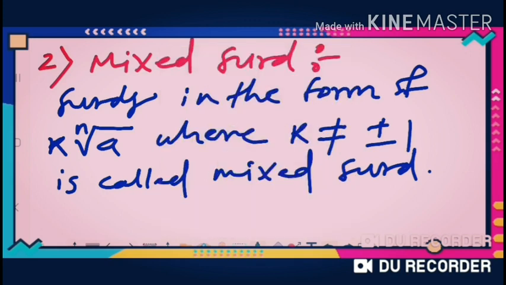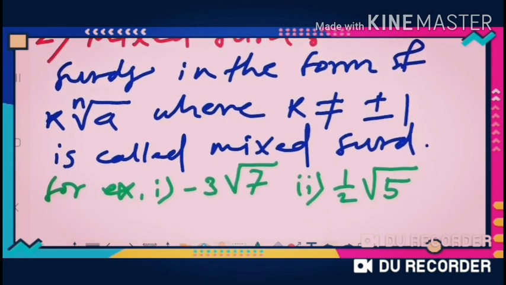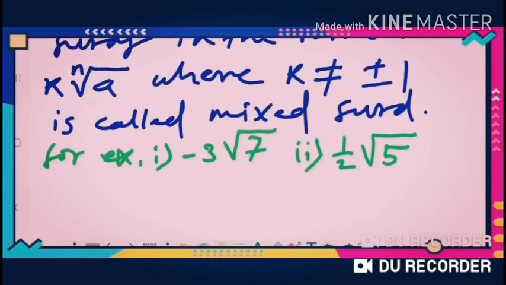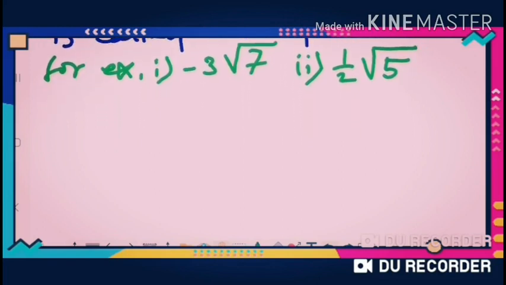Examples of mixed surd: first example, coefficient minus 3 order 2 in radical sign 7. Second example, coefficient 1 upon 2 order 2 in radical sign 5. Comparative study of pure surd and mixed surd, we observe that coefficient in pure surd is equal to plus minus 1, and in mixed surd coefficient k is not equal to plus minus 1.